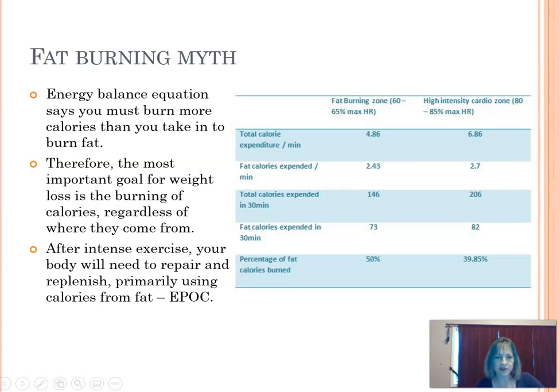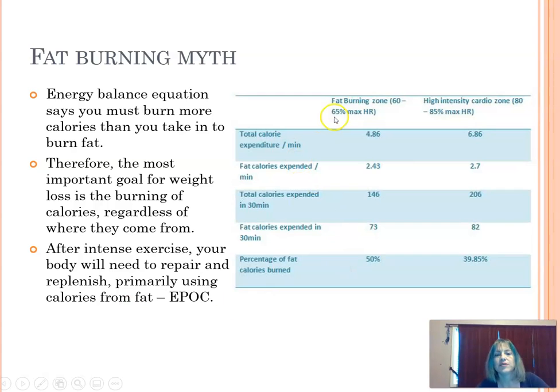If we look at the energy balance equation, that says we have to burn more calories than we take in if we want to lose weight. And in a very black and white sense, that means that about 3,500 calories is equal to 1 pound. Okay, so if I want to lose weight, the most important goal is to burn calories, regardless of where they come from, carbs or fat. Really doesn't matter. In addition, as we just discussed, after intense exercise, our body will need to repair and replenish those calories, right? That energy is primarily aerobic and therefore uses a high percentage of fat, okay?